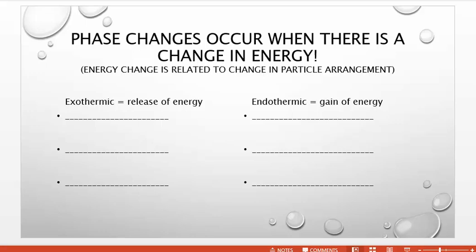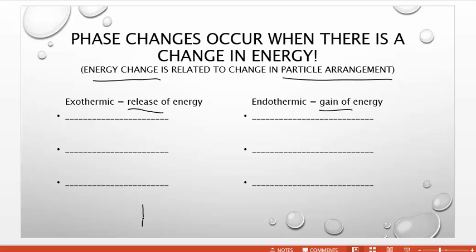And the last slide. Phase changes occur when there is a change in energy. So in order for you to go from a solid to a liquid or liquid to gas, there has to be some kind of energy change. Energy change is related to particle arrangement. So if you want to change the way particles are arranged, you have to change the energy. You either have to release energy or gain energy to rearrange these particles.